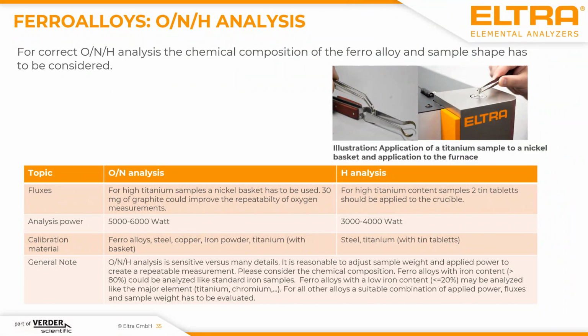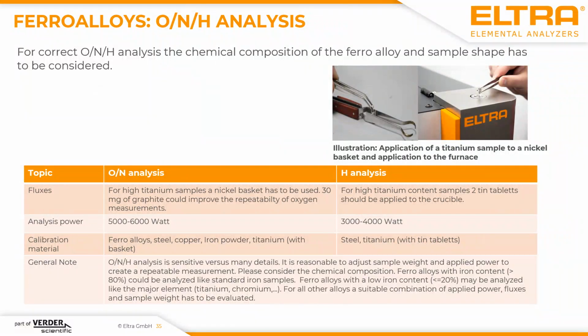Please keep in mind that the analysis power also has an effect on the correct measurement on ferroalloys. For ferrotitanium, for example, you have to use 5,000 up to 6,000 watt when you would like to measure oxygen and nitrogen. For hydrogen analysis, a lower applied power like 3,000 or 4,000 watt is suitable to get reliable results. And this is the thing you always have to evaluate for your special sample. This does mean, for example, that a ferrovanadium with a high vanadium content maybe needs more power in comparison to an analysis of a ferrovanadium with a lower vanadium content.